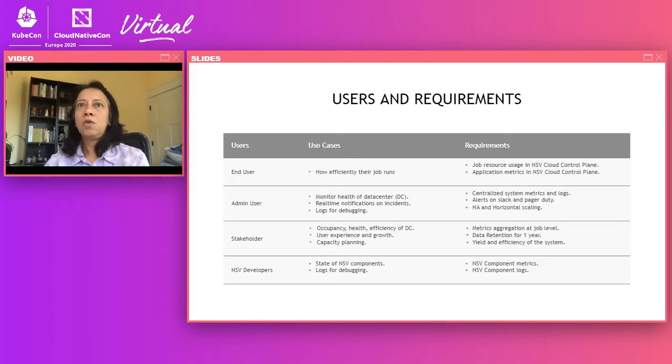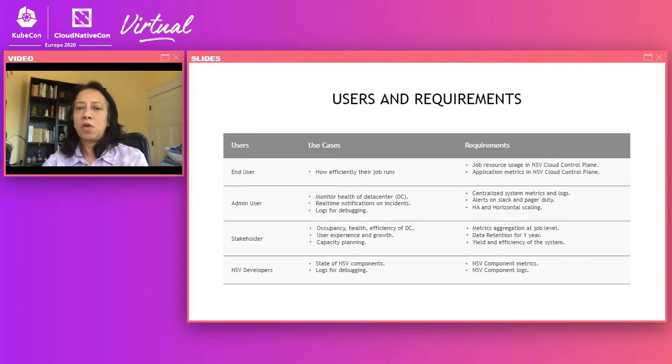How do these use cases map into requirements? For the end user who wants to see how efficiently their jobs are running in terms of resource usage and their custom metrics, we need to collect the resource and application metrics and send them to the NSV Cloud Control Plane. For the NSV admin user who wants to monitor the overall health of the system, get real-time notifications on incidents, and be able to root cause them effectively, we need to centralize the metrics and logs in real time.